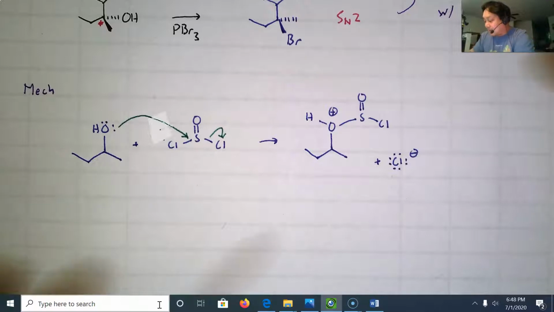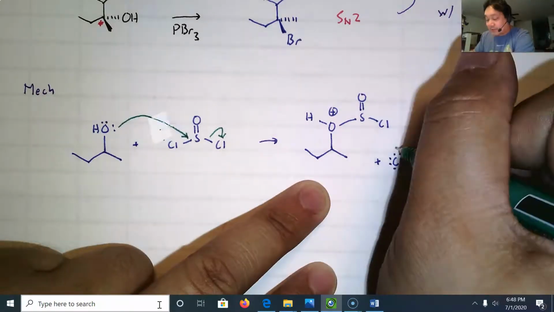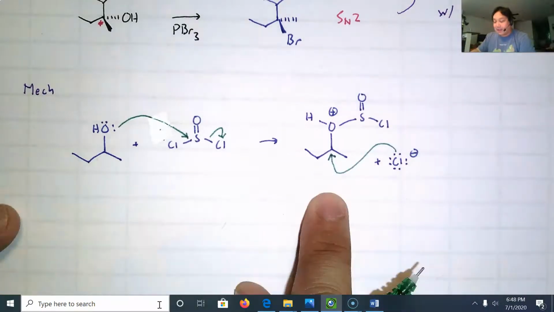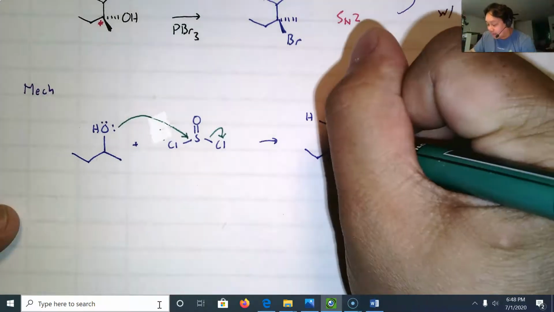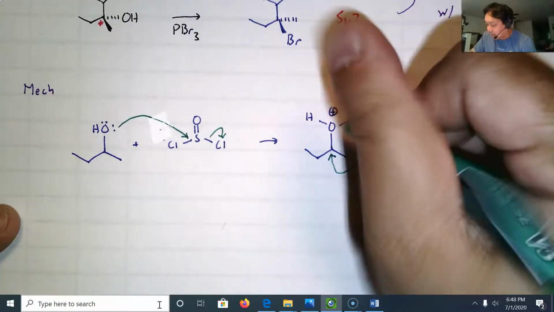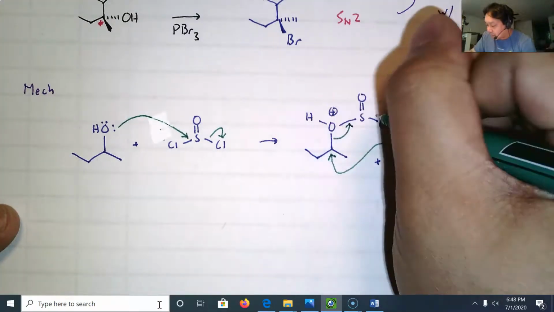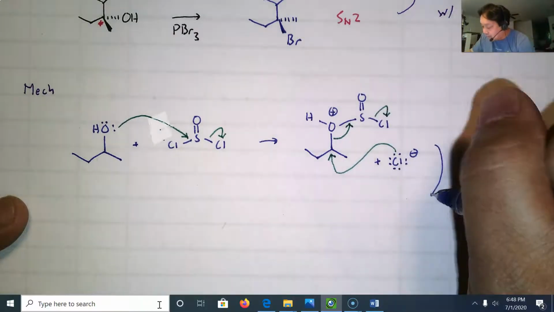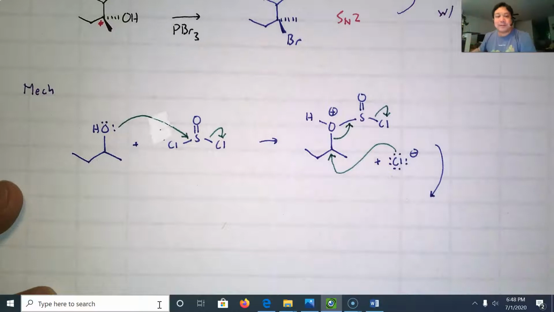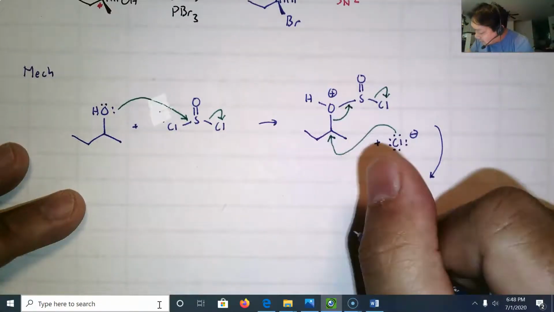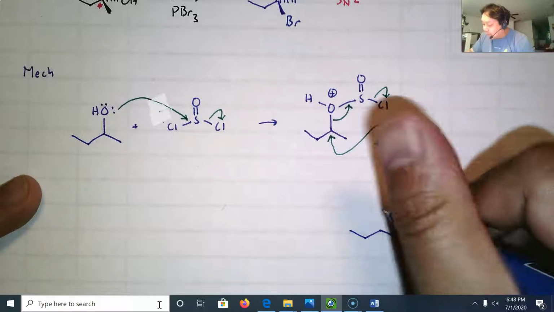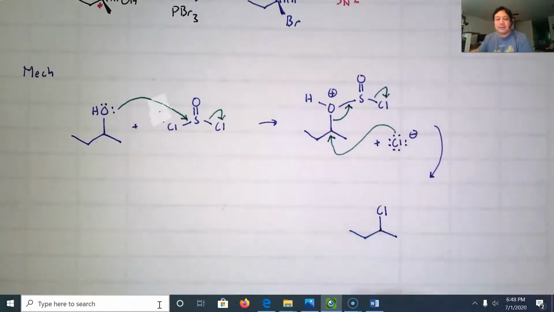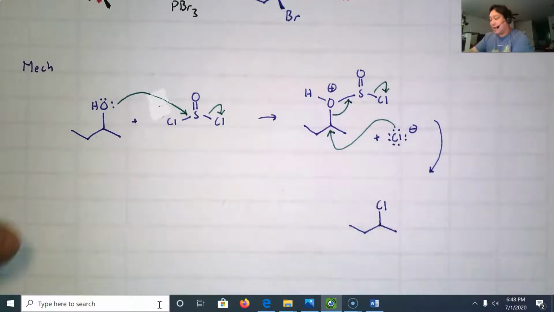Some mechanisms say go ahead and do the attack now, which is fine, because it's SN2, right? So there's my attack, and here's my leaving group leaving. And I want to draw it this way. Okay, I know it's a little bit complicated. Again, there are several variations online. And the truth of the matter is, the real story is probably a combination of all of these different pathways.